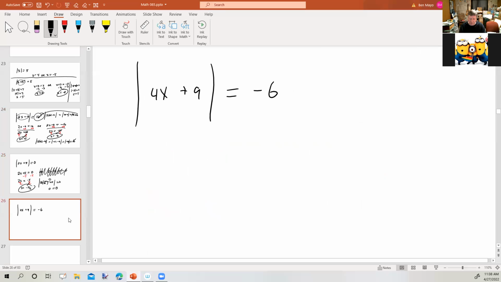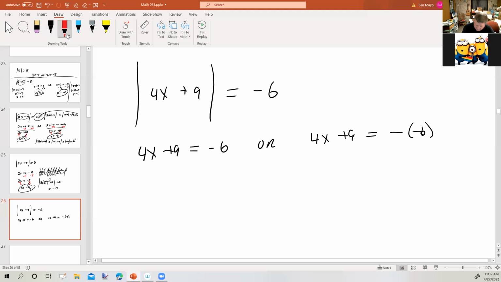Let's say we've got the absolute value of 4x plus 9 equals negative 6. So we've got 4x plus 9 equals negative 6, or 4x plus 9 equals the opposite of negative 6, right? Was what's outside or the opposite of what's outside. Let's take the 4x plus 9 equals negative 6. We'll subtract 9 from both sides. 4x equals negative 15. Divide by 4. x equals negative 15 fourths.